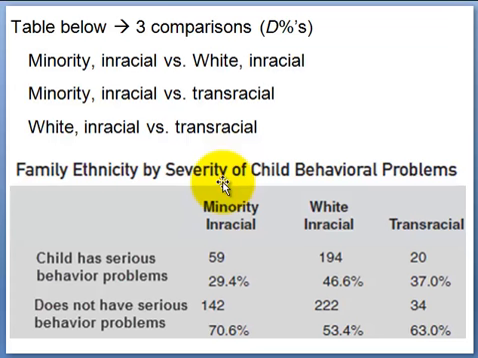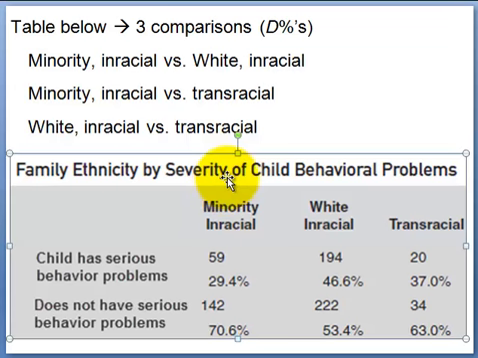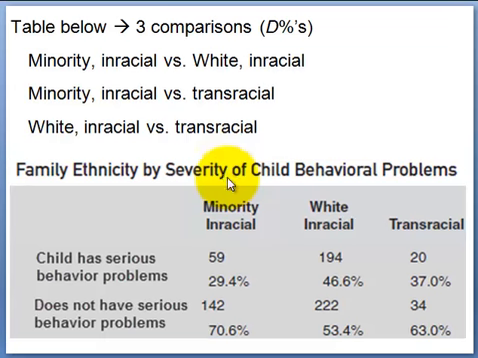So minority inracial families, at least one parent is a minority, and the child is the same race as at least one minority parent. White inracial conveys a white family, white parents adopting a white child, and the transracial families were predominantly white parents adopting children of minority ethnicity. So family ethnicity is our column variable. I'm going to go ahead and demonstrate 3 comparisons, and then the next slide will show our calculation of difference in percentages. We're going to use the top row to make comparisons.